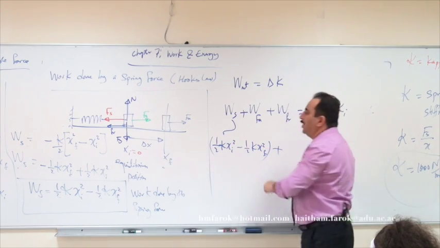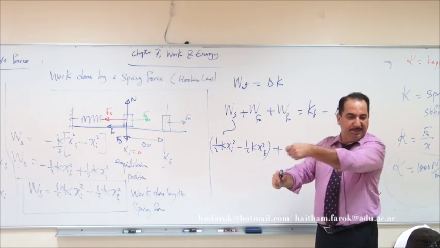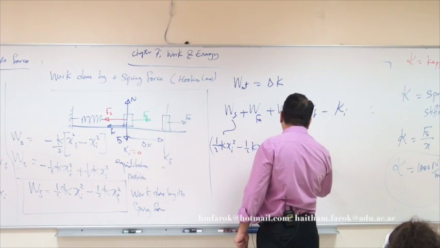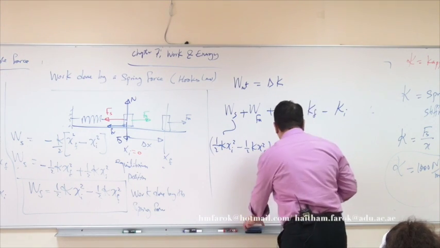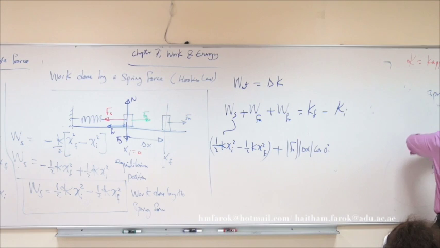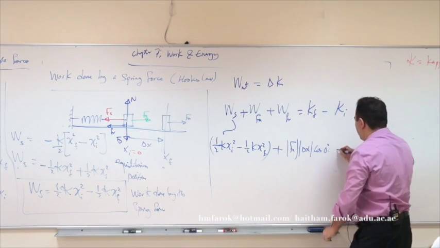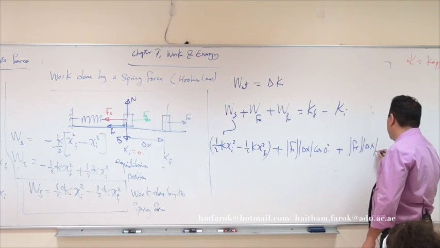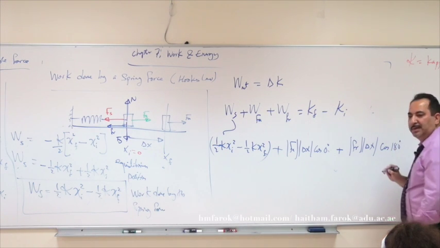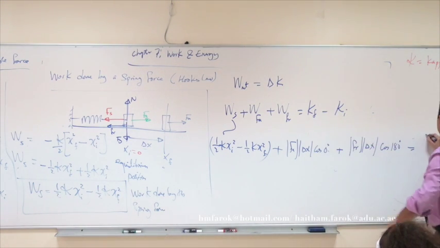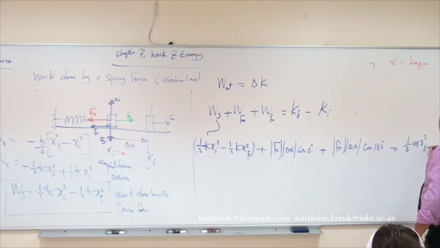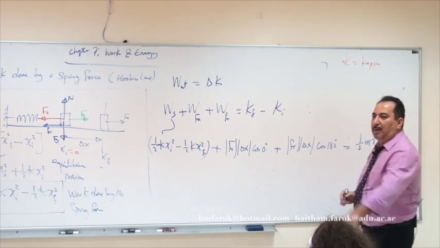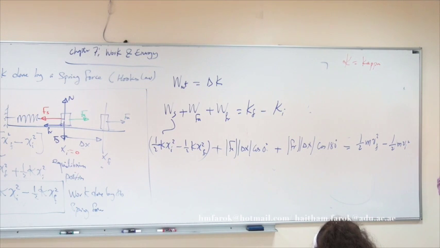Plus, how do you find the work of the applied force? Force times displacement times cosine 0. Fa delta x of the spring cosine 0. Last one, work of friction. Plus Fr delta x cosine 180 equals kinetic final, which means half m v square final minus half m v square initial, the initial kinetic. This is your general equation for any spring.